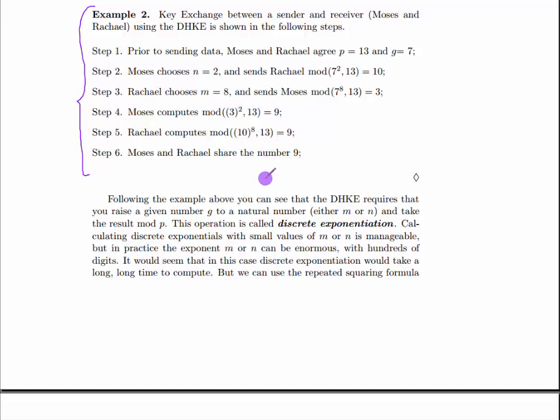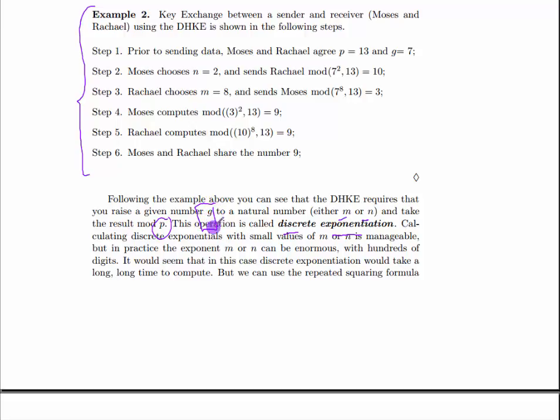In both Moses and Rachel's case, they're taking this base G and raising it to a number, either M or N, and taking the result mod P. All right, so you're taking G to an exponent and taking the result mod P. This is called discrete exponentiation. Recall, of course, that G is an integer. We can think of G as an integer mod P.